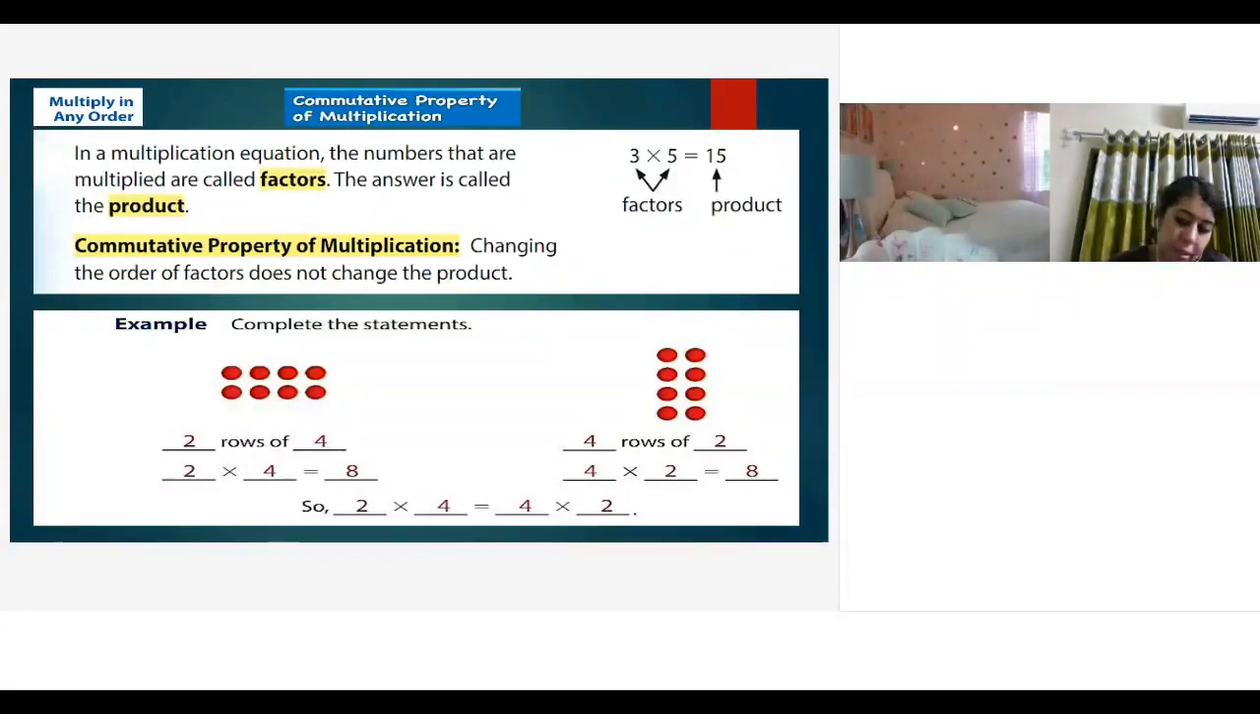Okay. So now we move on to the new topic. Okay. Multiplication. Yeah. Okay. So there is a property that is known as commutative. Now what that commutative means, do you have any idea what that means? No.